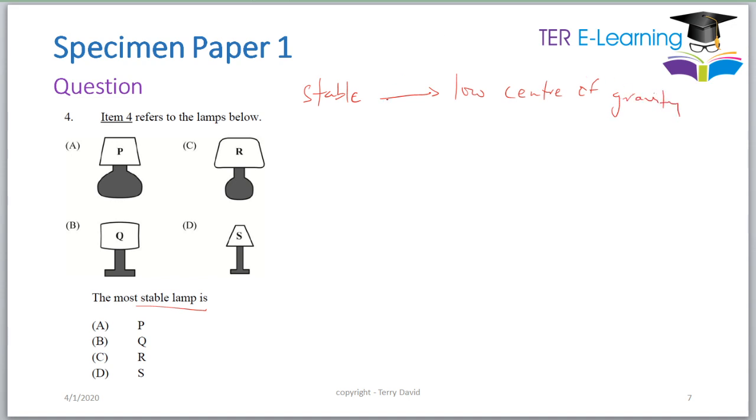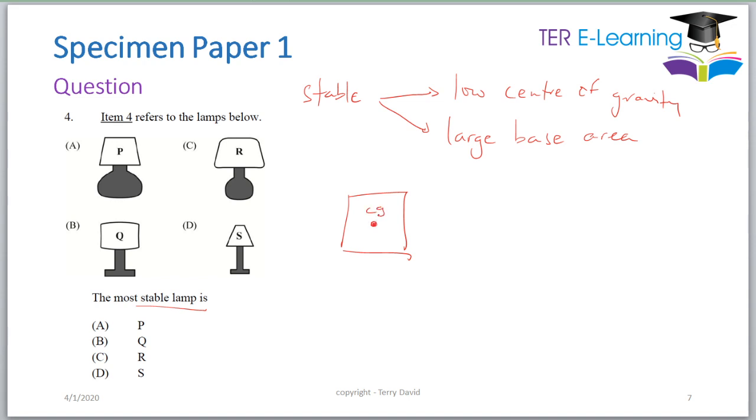Right? So it must have a low center of gravity, and also we want it to have a large base area. Now, the reason for that is when we're looking at stability, we're looking at where the center of gravity is. So let's draw something here. Let's say I have a box, and my center of gravity is here. It's acting at this point.